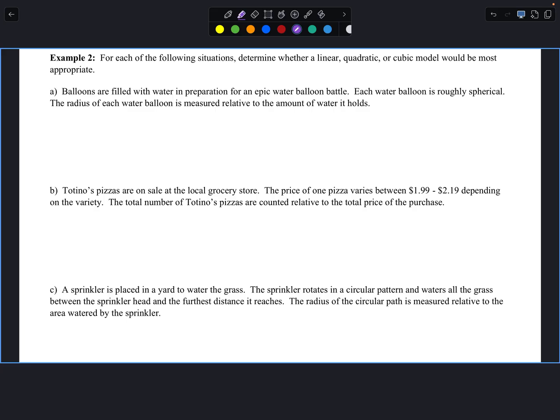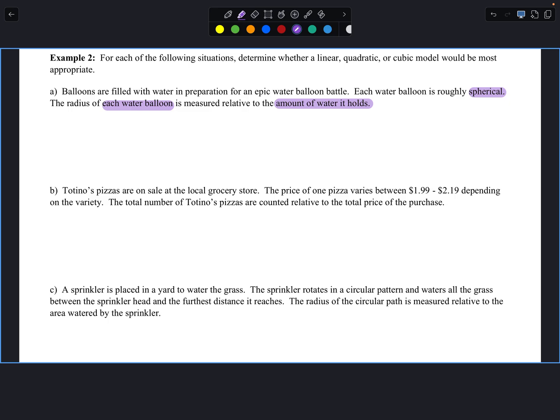For part A, it says, balloons are being filled with water in preparation for an epic water balloon battle. Each water balloon is roughly spherical. The radius of each water balloon is measured relative to the amount of water it holds. Okay, not a trick question. When you fill up a water balloon, is it something that's flat, or is it 3D? It's 3D, okay? So if you were to calculate anything to do with that balloon, that would be volume, because volume is 3D, okay?